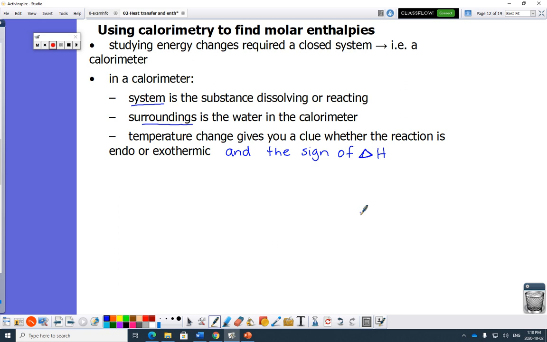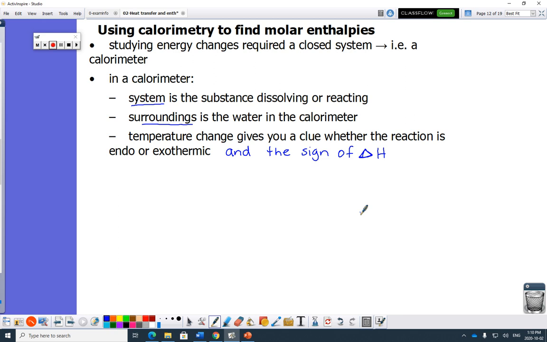That's a terrible triangle, sorry. Okay, so one weird thing about this is it does say that surroundings is the water in the calorimeter. So even if you have a solid and water, that's obvious.